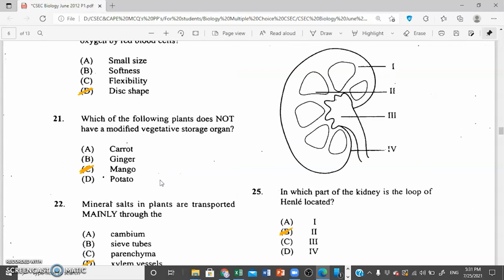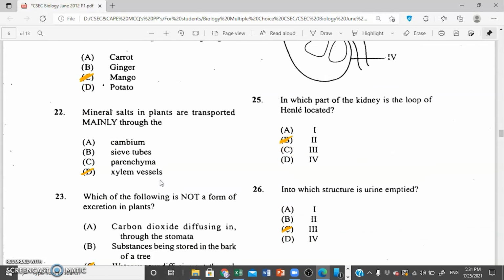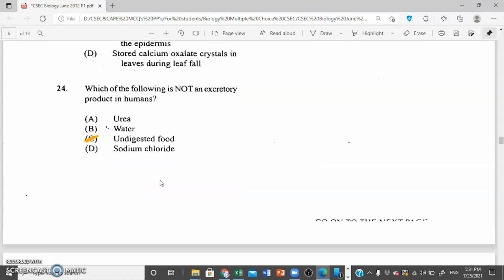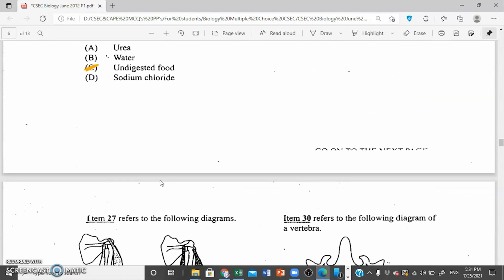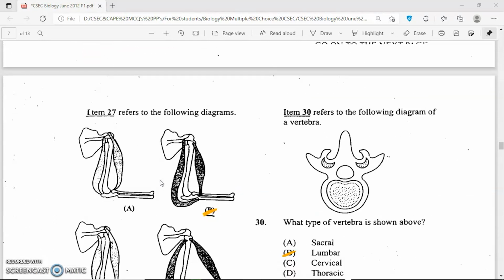Into which structure is urine emptied? Urine is emptied into the pelvis. All the collecting ducts would empty urine into the pelvis, and so that is III, part 3. Good. Number 27. Item 27 refers to the following diagrams.